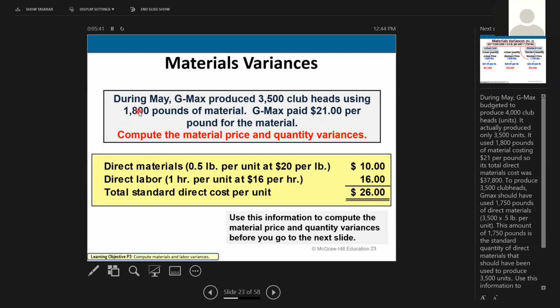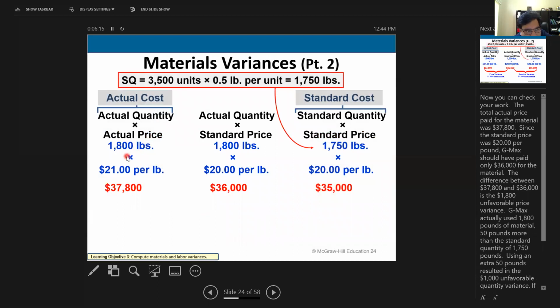And you paid $21 actually per pound for the material. You were allowed $20 per pound. So will this price variance be favorable or unfavorable? Unfavorable. Why? Because you paid $1 extra per pound than what's standard. Exactly. So if you put it down, you got 21 minus 20, so $1 unfavorable for 1,800 pounds of material purchased and used. Got it? Similarly, over here, you actually used up 1,800 pounds, but you're allowed only 1,750. That's what you told me.